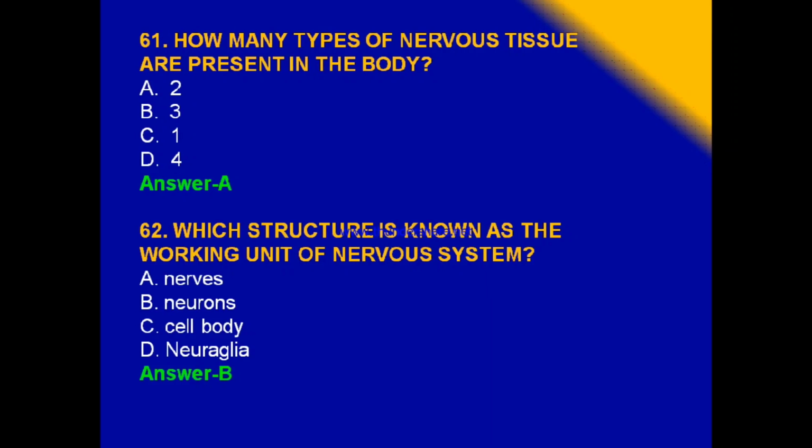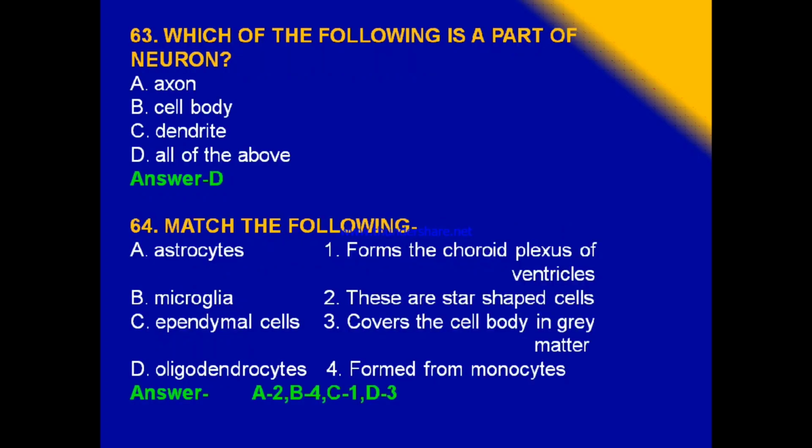Next question. How many types of nervous tissue are present in the body? 2, 3, 1 or 4. So only 2 types of nervous tissue are present inside the body. One is CNS, central nervous system, and another one is PNS, peripheral nervous system. These are the 2 types of nervous tissue present inside the body. Which structure is known as the working unit of the nervous system? Nerves, neurons, cell body or neuroglia? So option B, neurons are known as the working unit of the nervous system. Which of the following is a part of neuron?